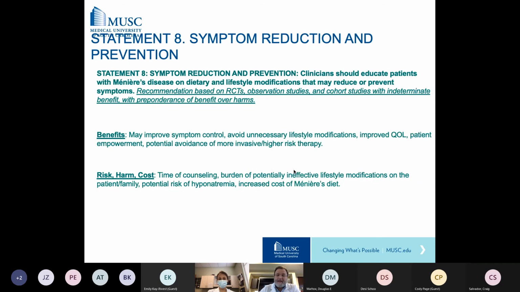And then looking at symptom reduction and prevention and prophylaxis, the first step is always dietary and lifestyle modifications. The rule of thumb is to try to get the patient to a salt intake of 1,500 milligrams or around. It's very difficult, so I usually tell patients, try to reduce as much as you can. Try to aim between 1,500 and 2,000 milligrams per day of sodium.